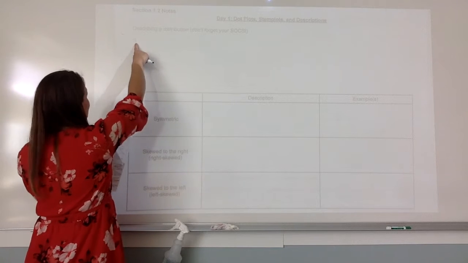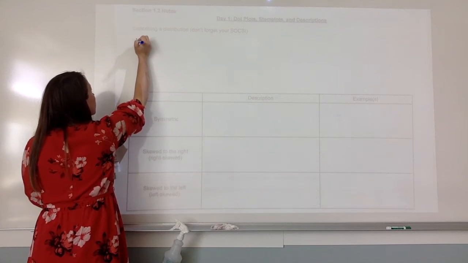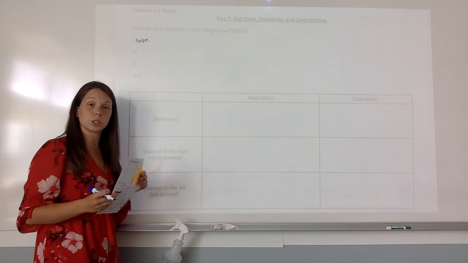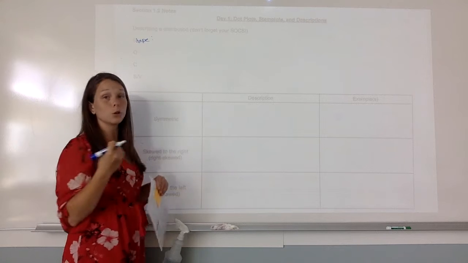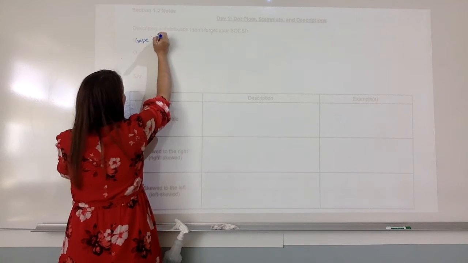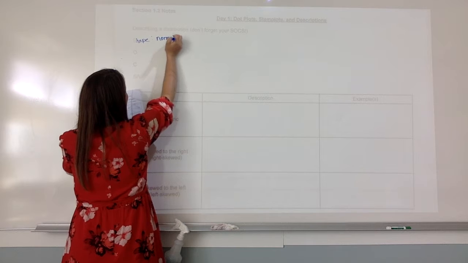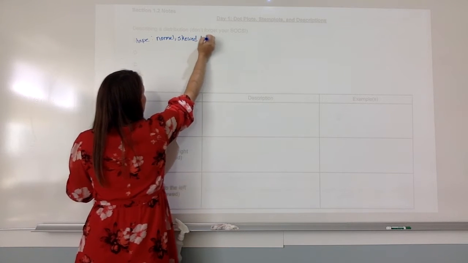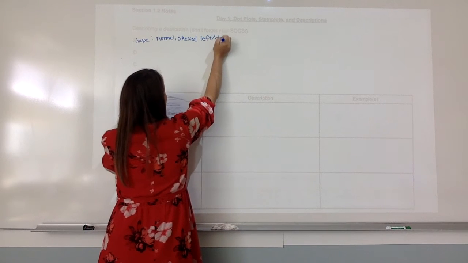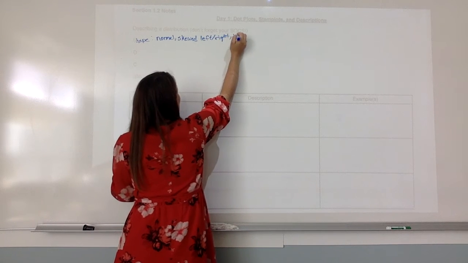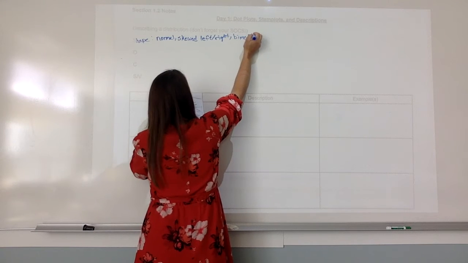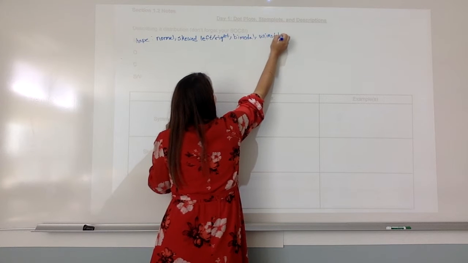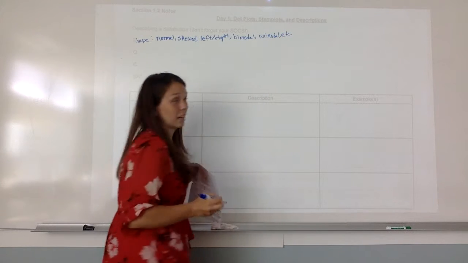Alright, so the first S is shape. So when we're describing a distribution, we'll first use shape as a way of describing it. You'll use language such as normal, skewed left or right, bimodal, unimodal, and there's probably some that I'm forgetting, so I'll put etc.